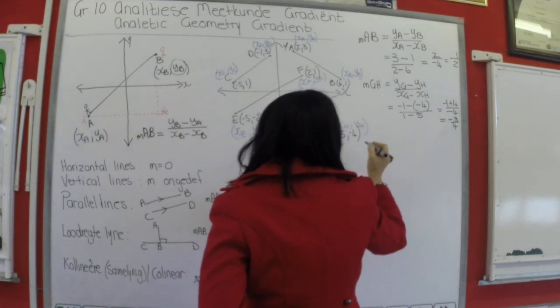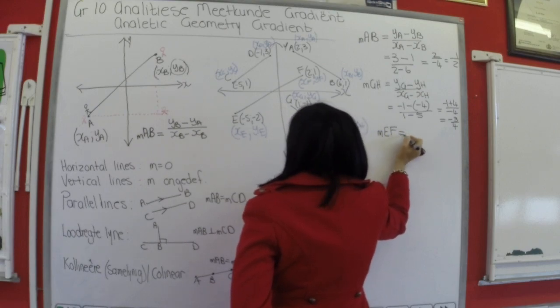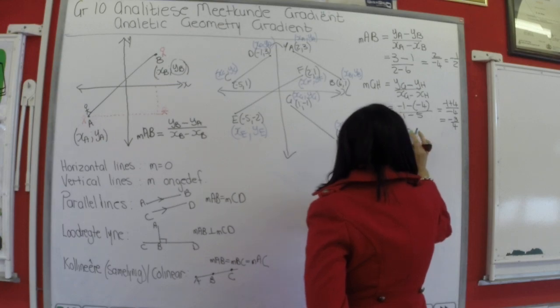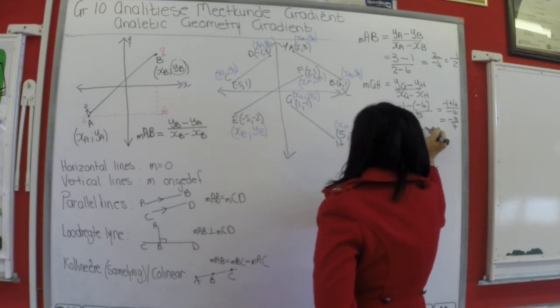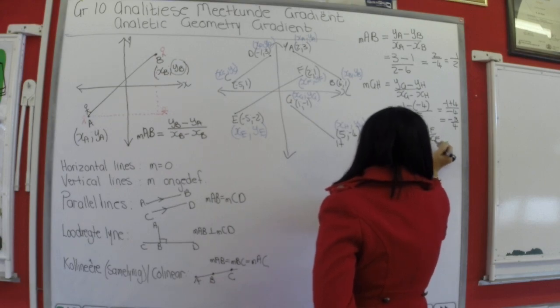Kom ons gaan kyk na die gradiënt van EF. So ek kan begin onder, as ek wil, die x, die altyd y bo, nooit x bo nie, die y van e minus die y van f, op die x van e minus die x van f.